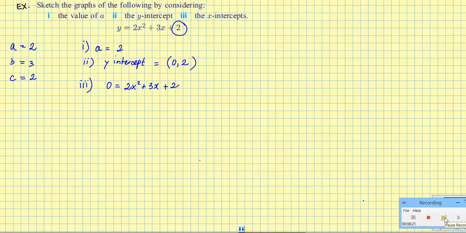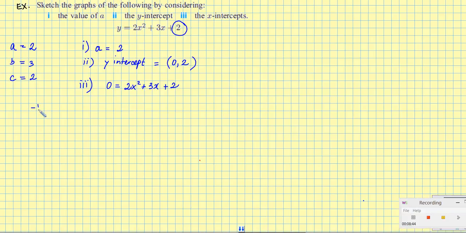So I could try at this point to see if I can split the middle term. I'm looking for two numbers that multiplied together will give me positive 4, but added together will give me 3. It's not going to work out, because there are no two numbers that multiply to equal 4 and add to equal 3. Therefore, I'm going to use the quadratic formula at this point.